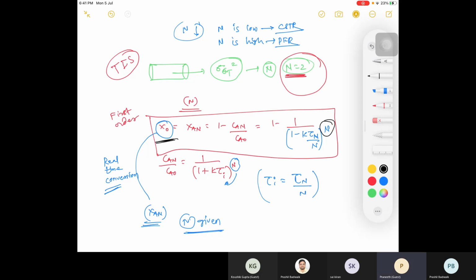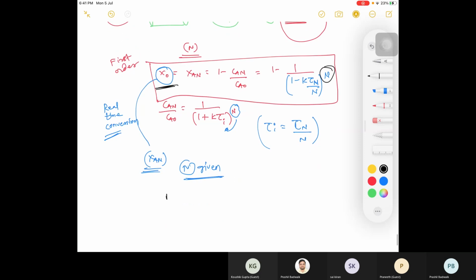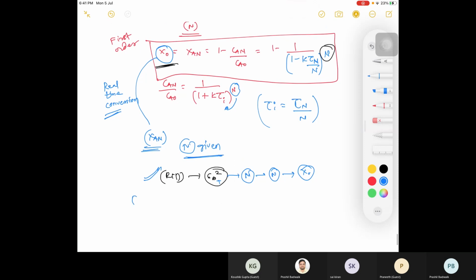Yes, sir. Please write the steps, right? How are we finding this? So the steps are: based on your RTD, you will get your sigma theta square for a system. Then you calculate your n from that. If you get n, then you can go and calculate your overall conversion. So this can be your final year project, right? This kind of study you can undertake.